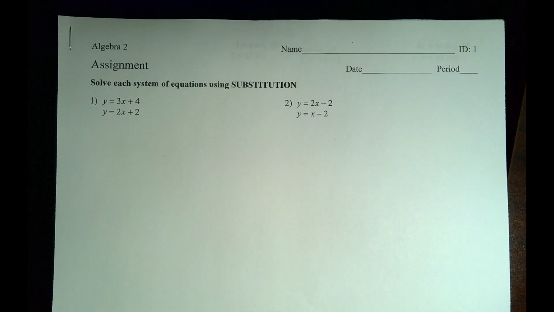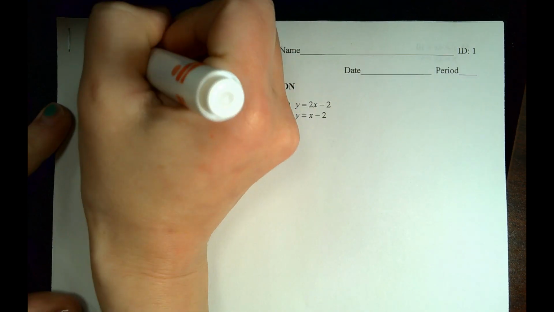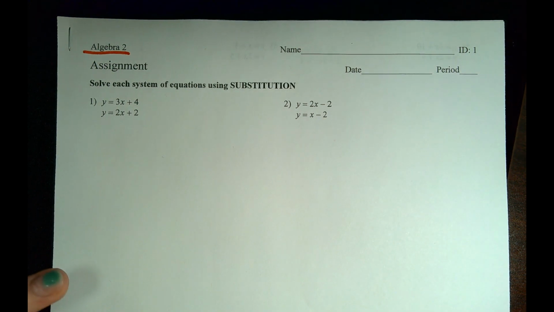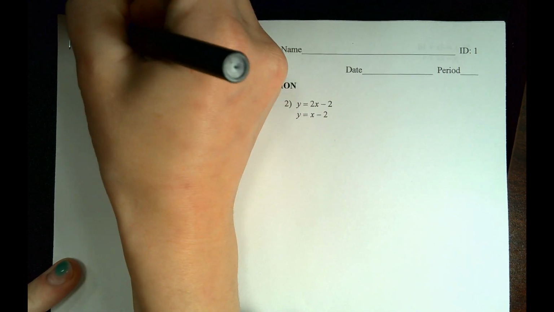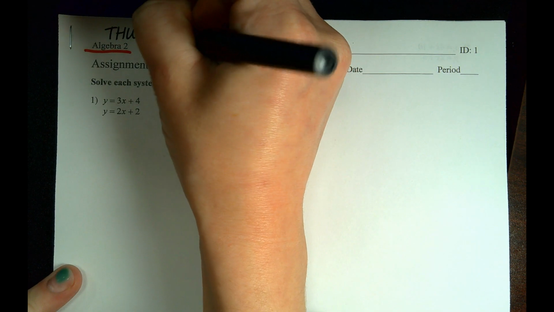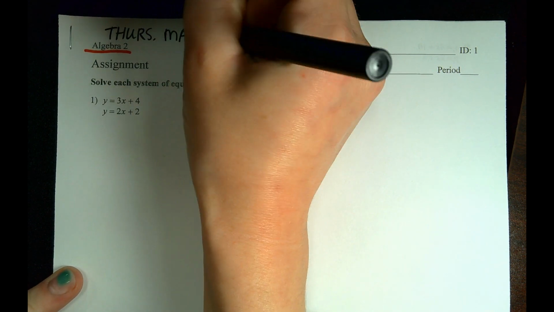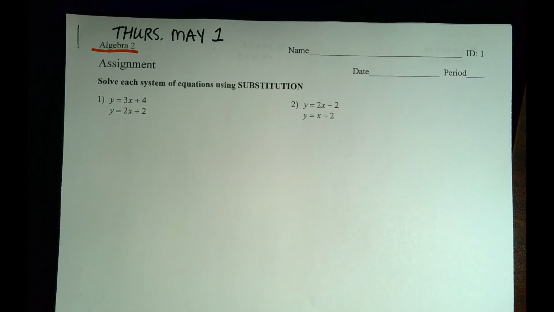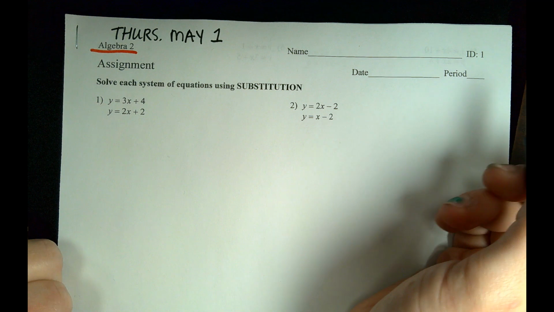Okay, guys, so I already have Algebra 2 right here, but today is Thursday, May 1st. Crazy. So that means tomorrow is Friday. That's going to be when everything from this week is due. We won't have any new exit tickets today.